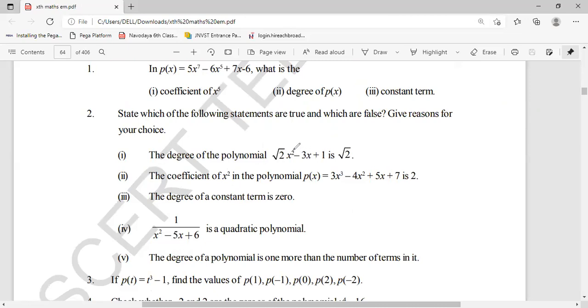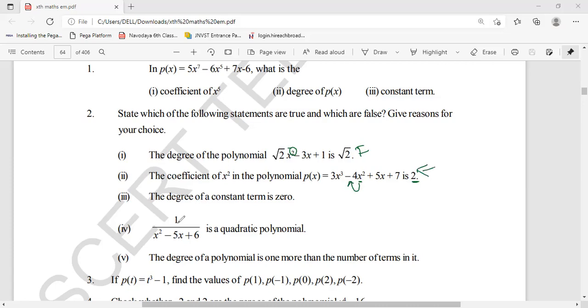Degree of the polynomial means we have to see the highest power of the variable. So it is false. Next, the coefficient of x square in this polynomial is 2. Why? Where is x square? This is the x square.